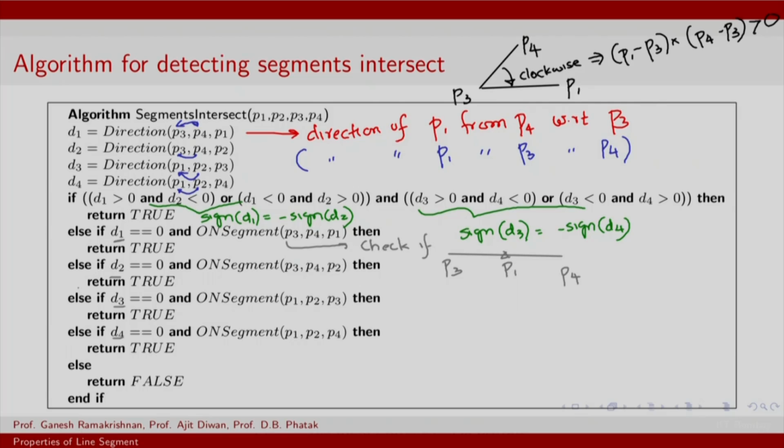If none of these are true, which means the directions D1 and D2 and D3 and D4 do not have opposite signs, none of these 3 points are collinear, certainly the line segments do not intersect at all, and the case for this is shown here.